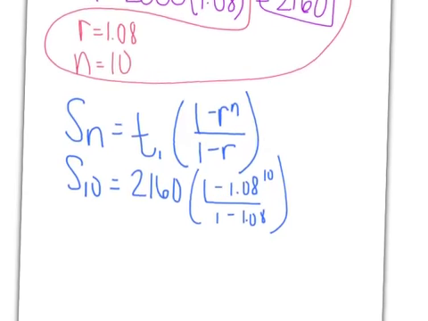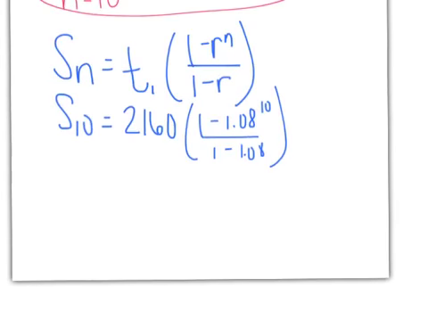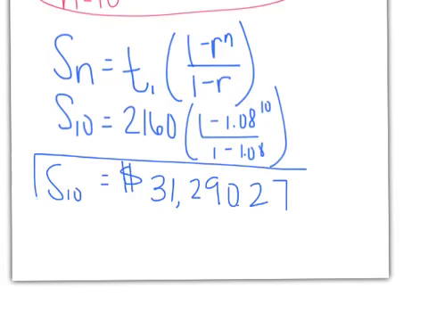Try that in your calculators. We don't have to do the million parentheses. I would still use some. Make sure that you're getting $31,290.27. All right, how about 97 cents? Do you like that better?